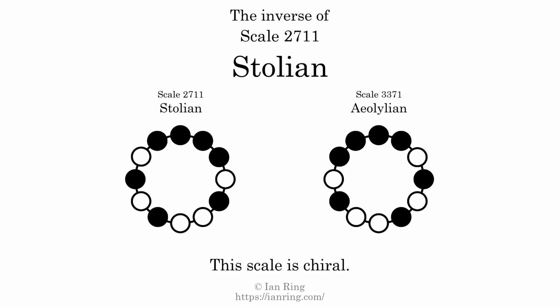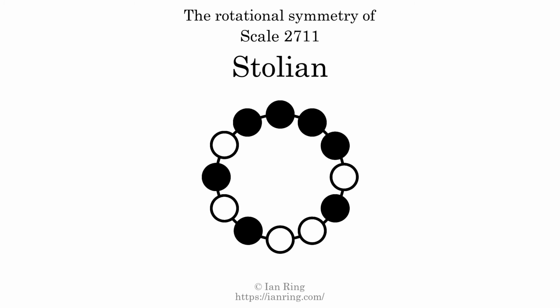The inverse of a scale is a mirror image. It is what you get when the sequence of intervals is reversed. The inverse of this scale is scale 3371, also known as Eulalian. This scale is chiral. It cannot transform into its inverse by rotational transformation. This scale has no rotational symmetry.